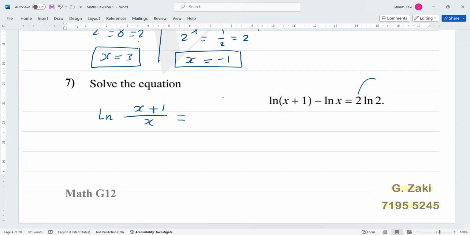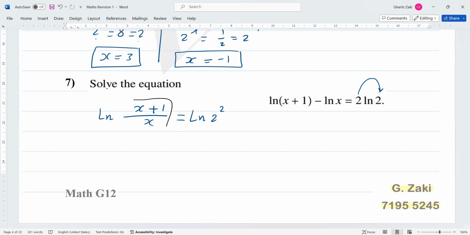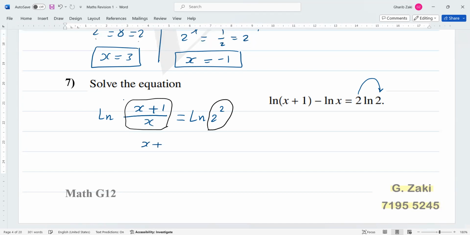These two becomes power, then it will be ln 2 power 2. ln equal ln, then the inside are equal. So it means x plus 1 over x equals 2 power 2, which is 4. So x plus 1 over x equals 4.